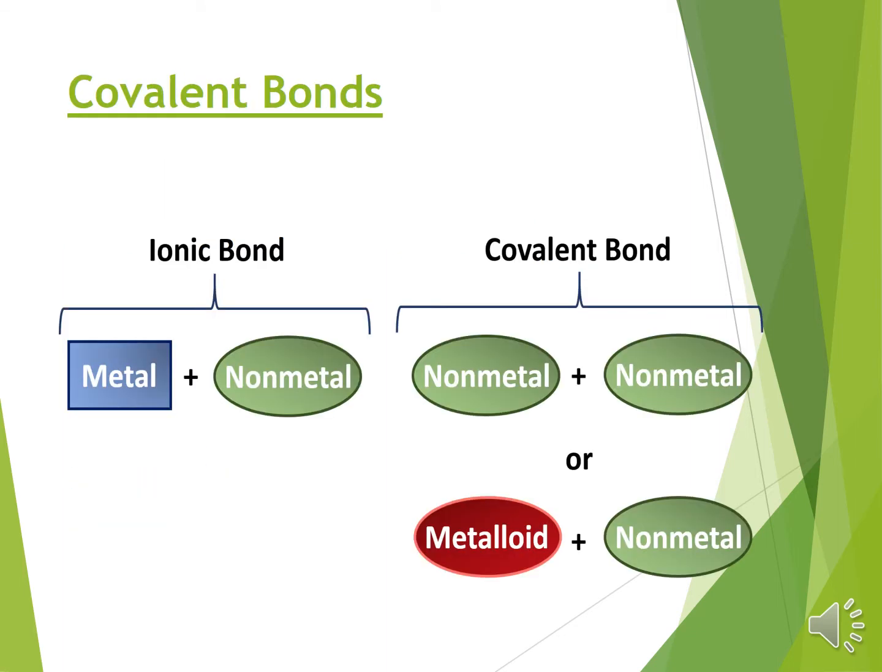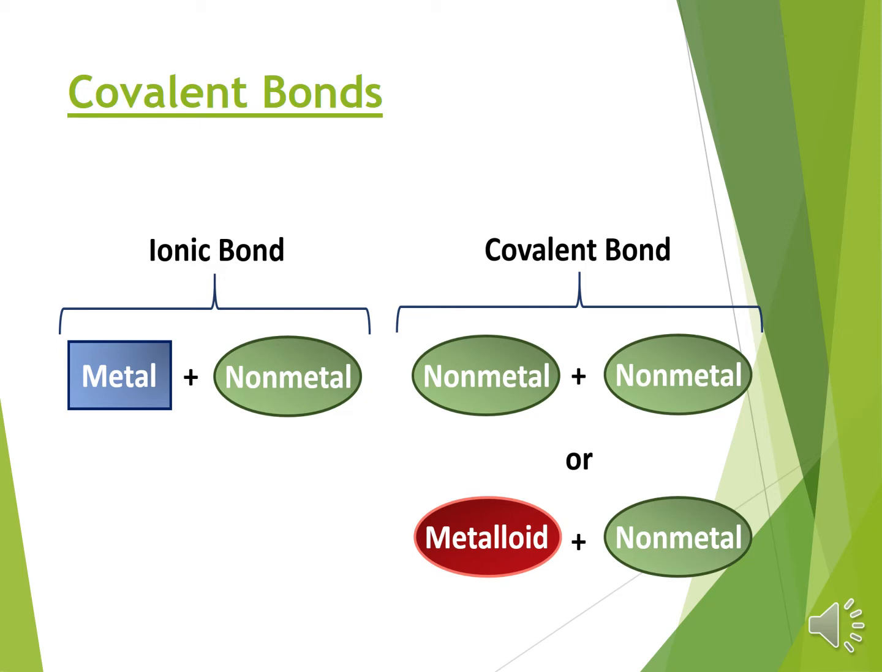Earlier we learned what ionic bonds are. What is an ionic bond? A bond formed between a metal and a non-metal by loss and gain of electrons. That is, between dissimilar atoms to form a neutral compound, which is called an ionic bond.